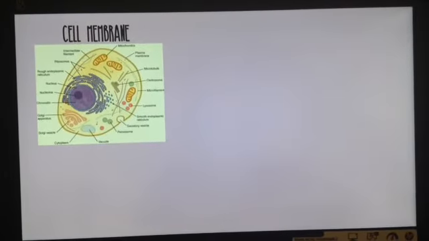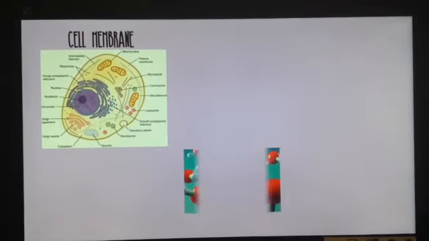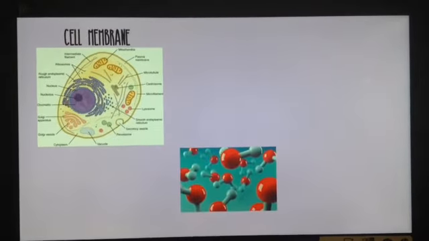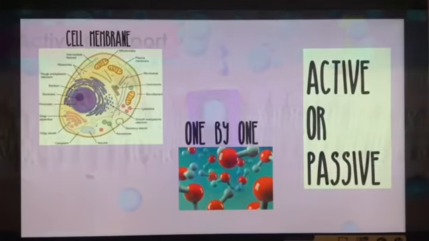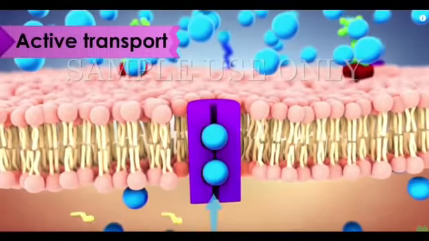Cell transport. Everything that enters or leaves a cell has to pass through the cell membrane, which is present in all cell types. Transport can be classified according to the amount of molecules that pass through the membrane. If they pass one by one, then transport can be active or passive.